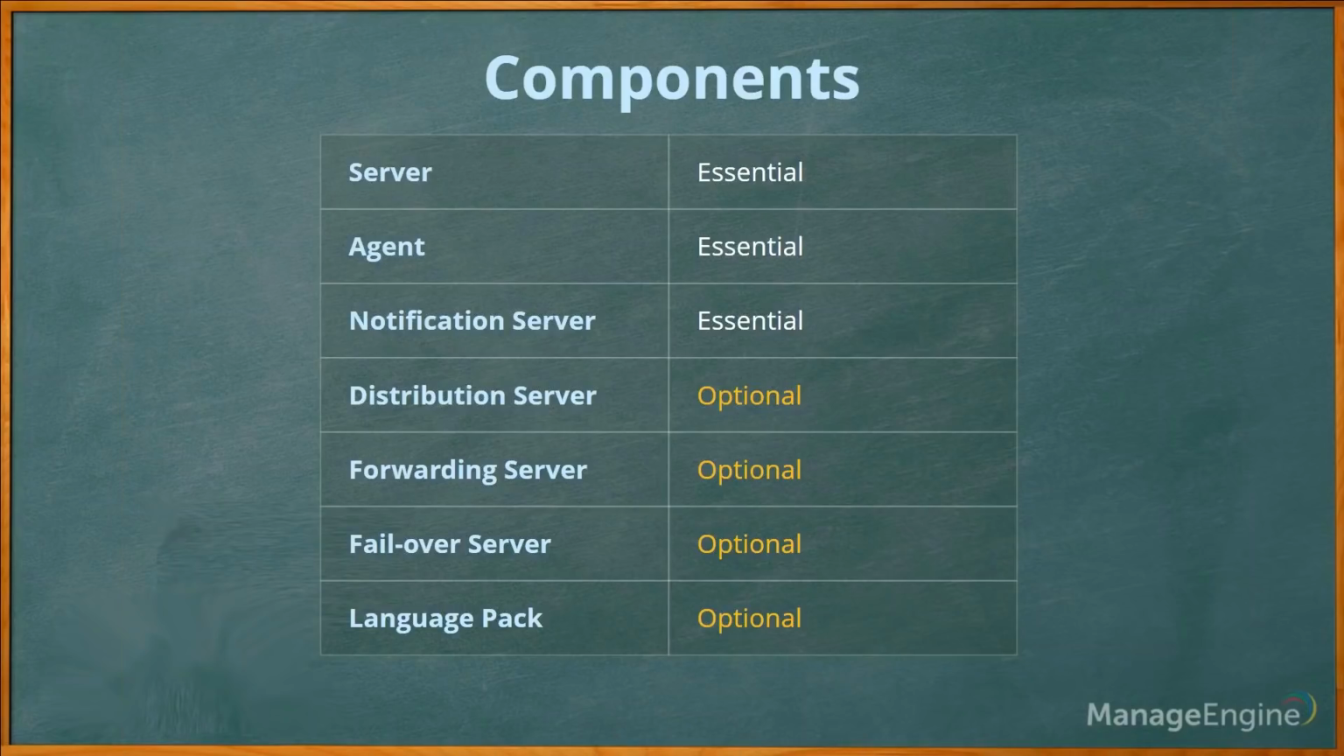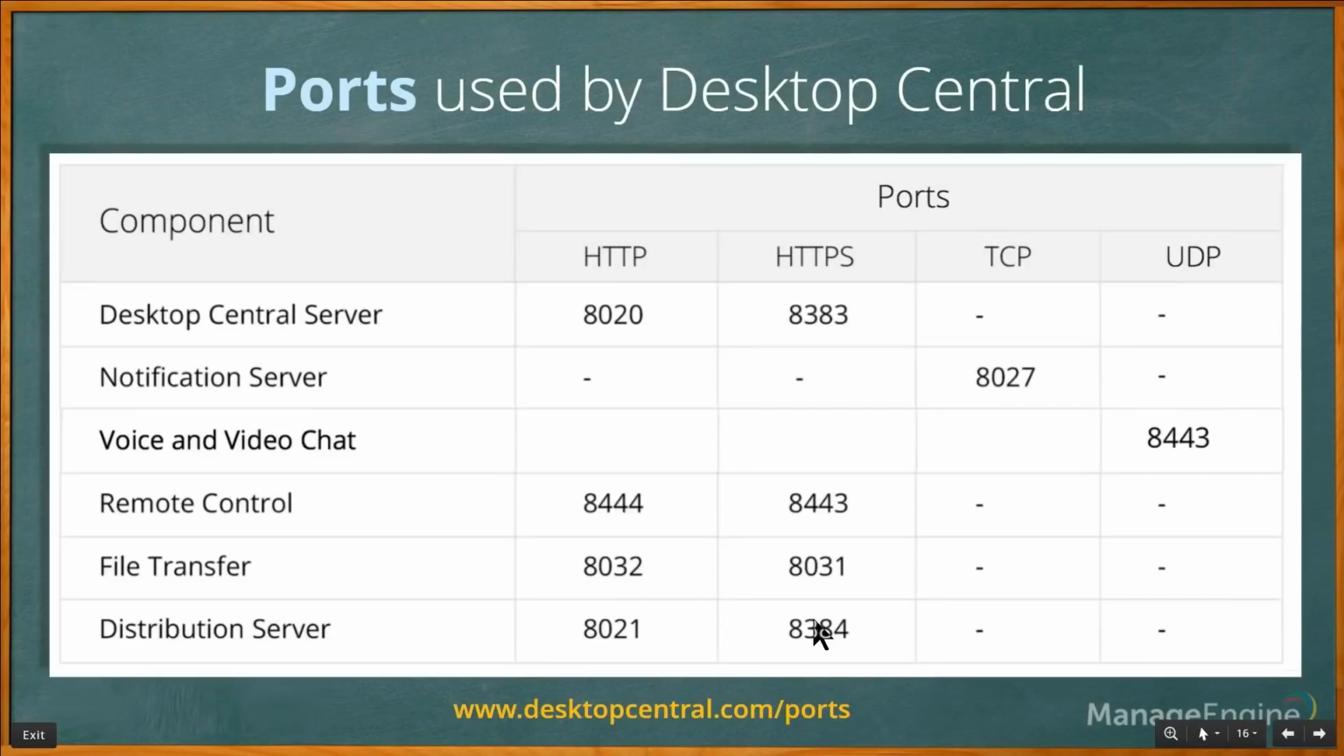And of course, you can choose to have a distribution server, which is optional, because you can either have them connect directly to the server or use a distribution server. Forwarding server is again optional. In case you want to have a secure communication over the internet, you can choose to have a forwarding server. And failover server, again, is optional. In case you want to have a failover server installed, you can have that installed and work with them. And language pack is again optional. Now, when you install a failover server, when the central server fails, the failover takes over and it gives continuous monitoring.